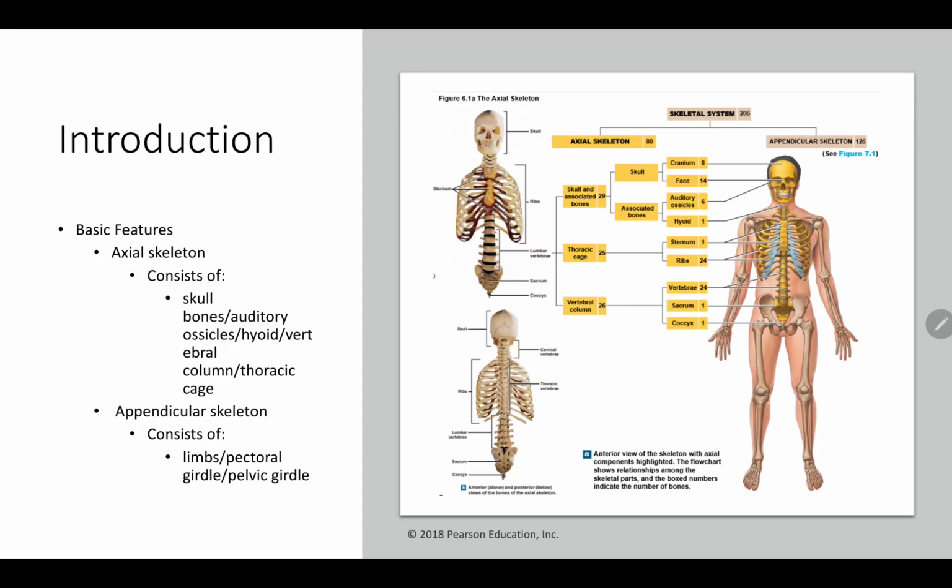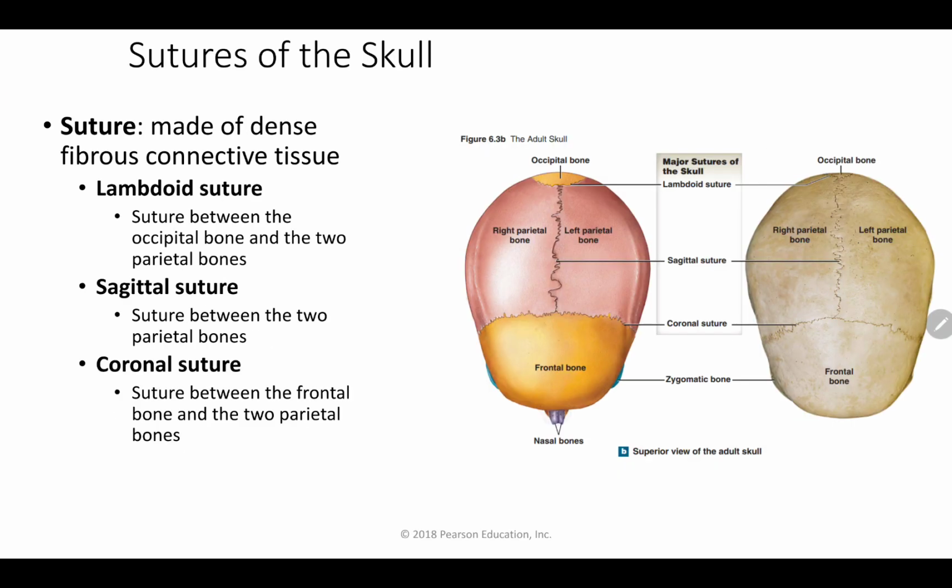Now, the axial skeleton is made up of the skull bones, auditory ossicles, the hyoid bone, the vertebral column, and the thoracic cage. Whereas the appendicular skeleton is going to be your limbs, the appendages. It's going to contain your limbs, like your arms, legs, things like that, as well as your pectoral and your pelvic girdle.